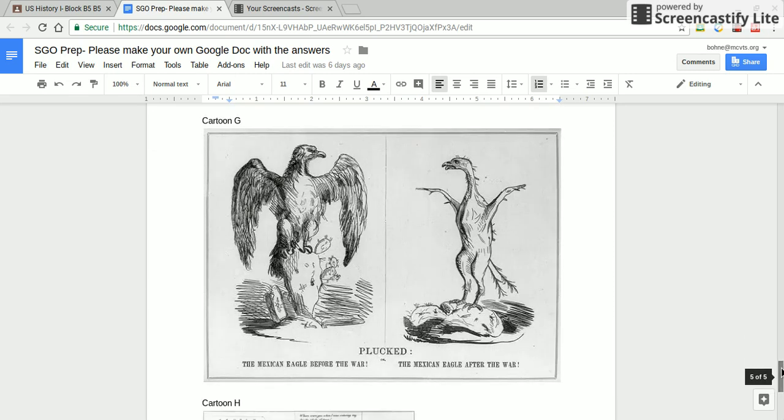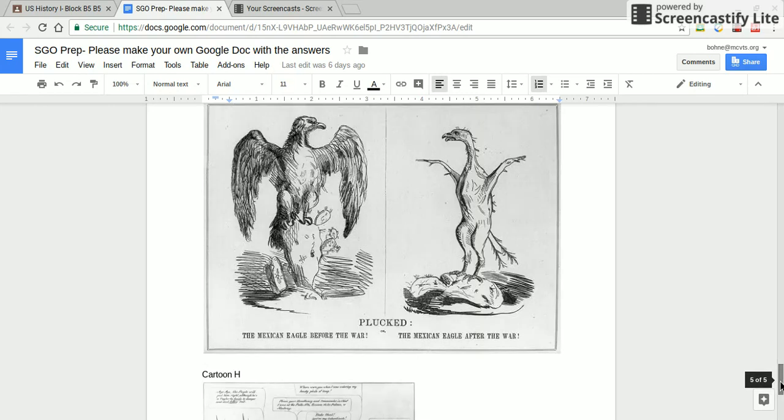All right, we went over this cartoon pretty extensively in class as well. Remember, it's about Mexico and the Mexican War. It suggests how much Mexico lost the war and how much it suffered from it. Also shows that the people suffered from the war, from westward expansion, but this cartoon is specifically about suffering from the war.